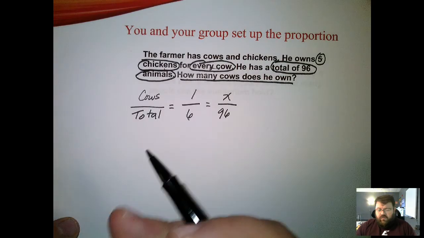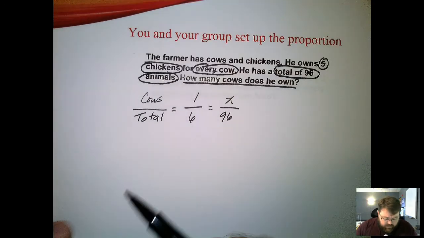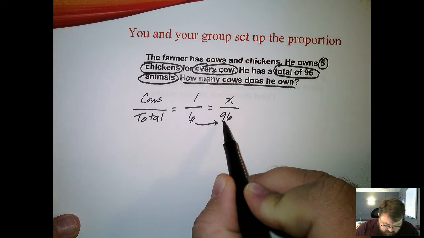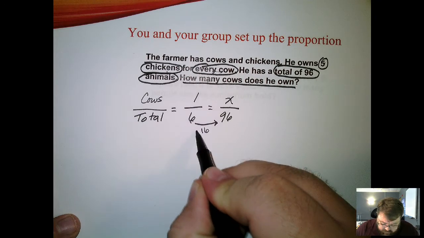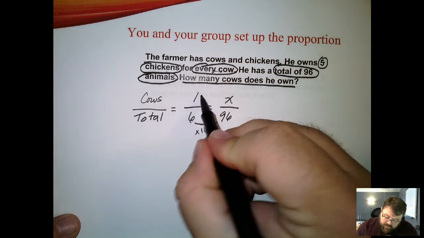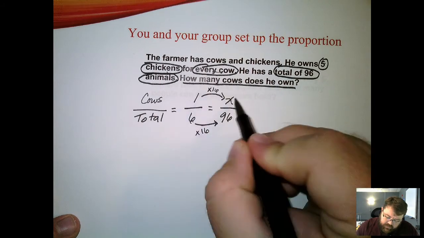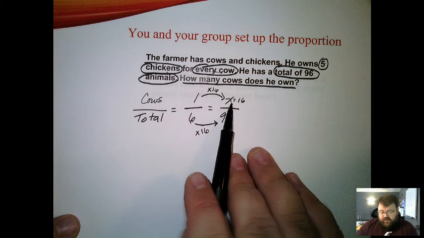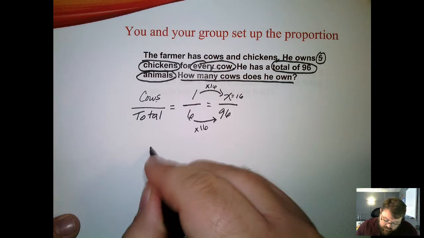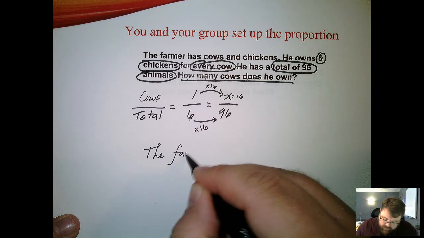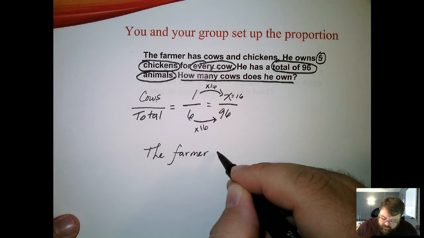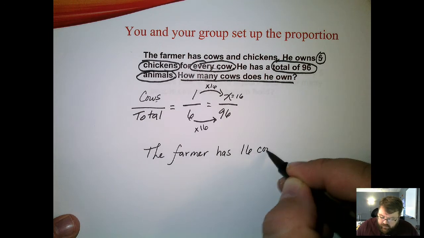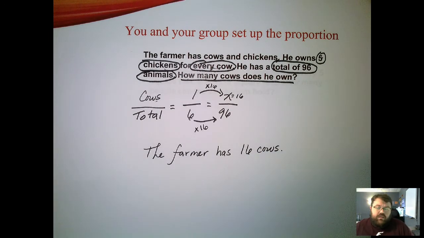Okay, so from here, you could have used scale factor if you wanted. So we did what number times 6 gives me 96? Well, 16 does. So I would come up here and do 1 times 16, and that gives me 16. What does that mean? X is for cows. So the farmer has 16 cows, or the farmer owns 16 head of cattle.